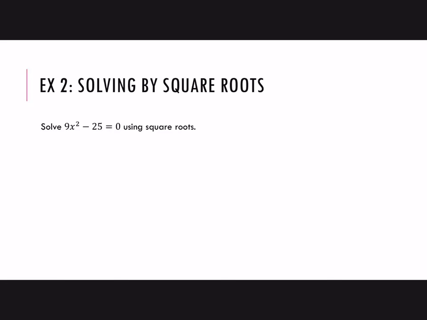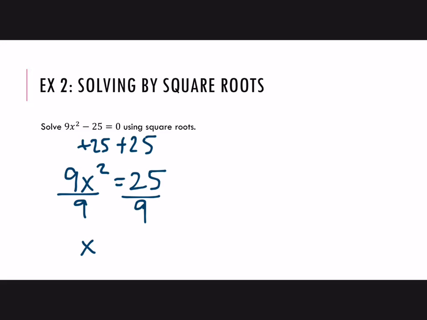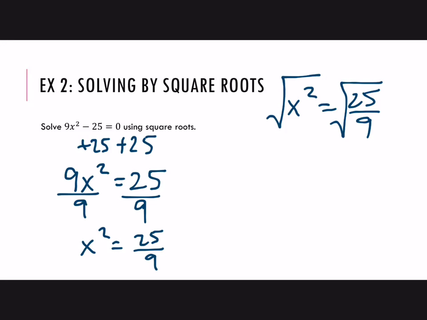So we do the same thing, we're just trying to get the part that's squared by itself, and then we can square root it to get rid of the exponent. So add 25 to both sides, and that's 9x squared equals 25. Then divide by 9, and get x squared equals 25 over 9. And then square root both sides, and right away put in a plus or minus sign so that you get both answers when you do the square root.